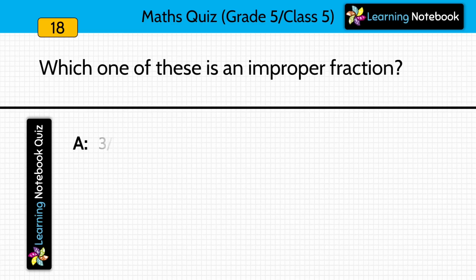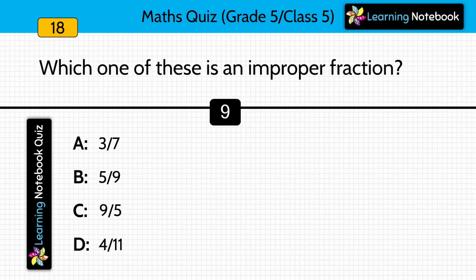Which one of these is an improper fraction? Options: 3 by 7, 5 by 9, 9 by 5 or 4 by 11? Answer is option C, 9 by 5.